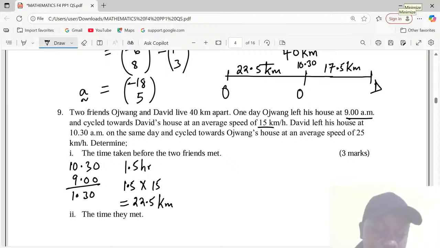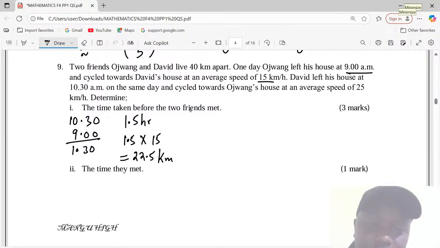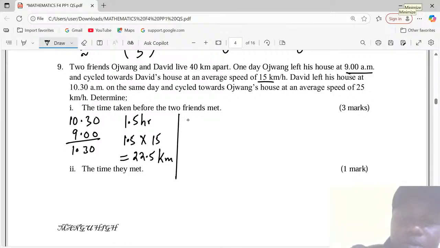Okay, we continue now. We finish up with this question very fast. Now that we've known the distance between them, the distance which has been traveled, we will call it the relative distance.